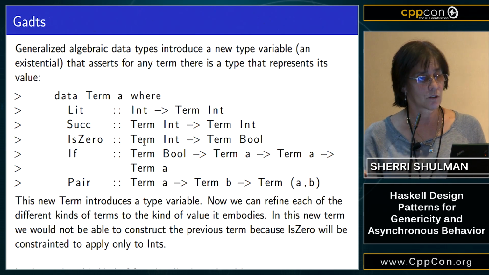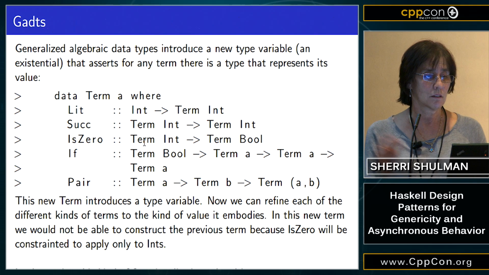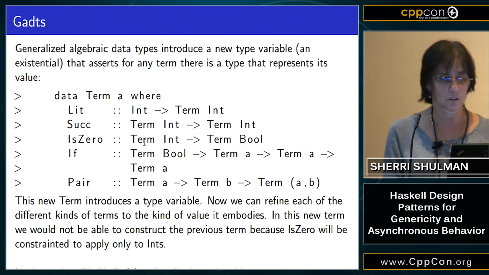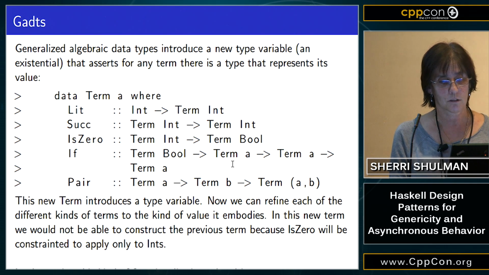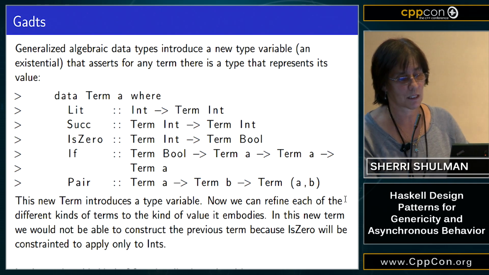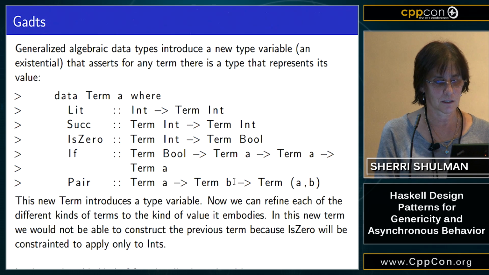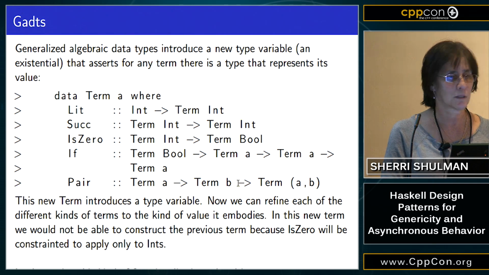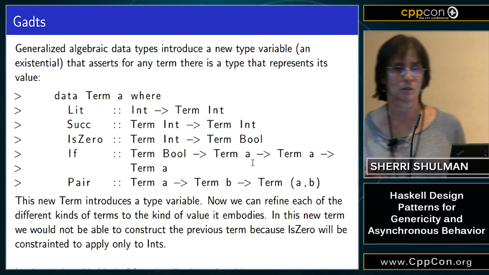If takes a term bool, that's the expression, then a term of any kind A and a term of any kind A and returns a term A. And a pair takes a term A and a term B and returns a term AB. Pair is a little unusual because I introduced an unqualified type variable B, which wasn't mentioned in the header. But this one solves the problem.